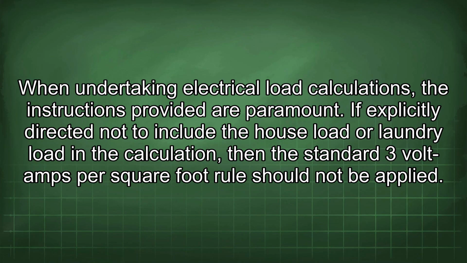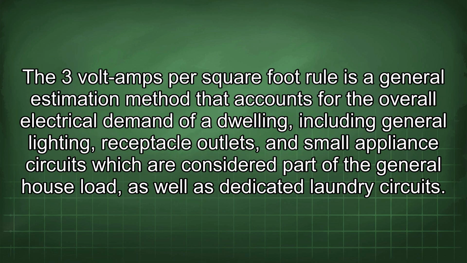When undertaking electrical load calculations, the instructions provided are paramount. If explicitly directed not to include the house load or laundry load in the calculation, then the standard 3 volt amps per square foot rule should not be applied. The 3 volt amps per square foot rule is a general estimation method that accounts for the overall electrical demand of a dwelling, including general lighting, receptacle outlets, and small appliance circuits which are considered part of the general house load, as well as dedicated laundry circuits.